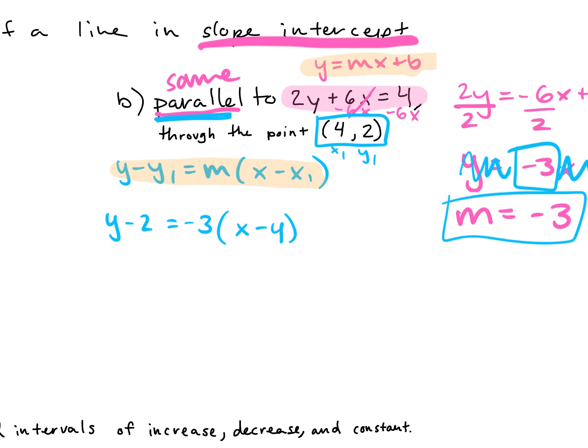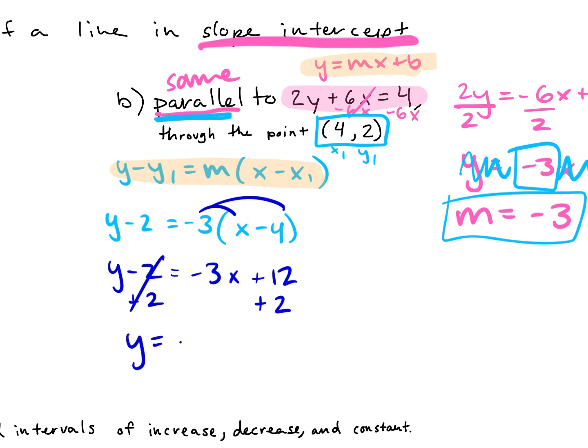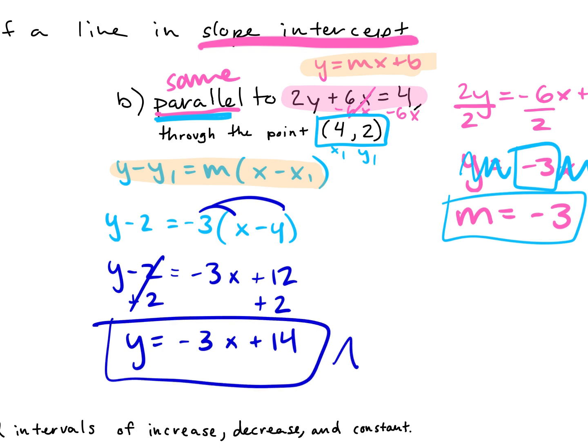So what would I need to do next? Distribute the negative 3. So y minus 2 is equal to negative 3x plus 12. We want to isolate our y, so we're going to add 2 to move it to the other side. Combine it with its like term, so y is equal to negative 3x plus 14. So this would be our answer.